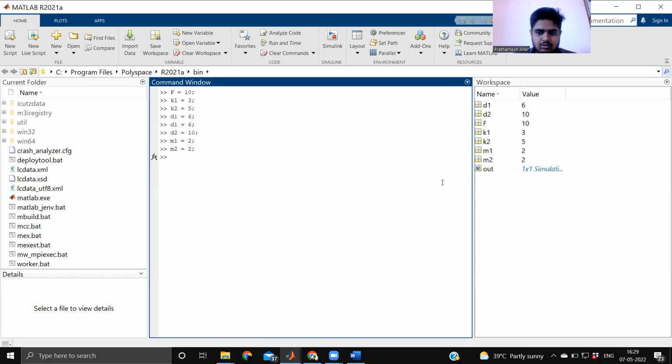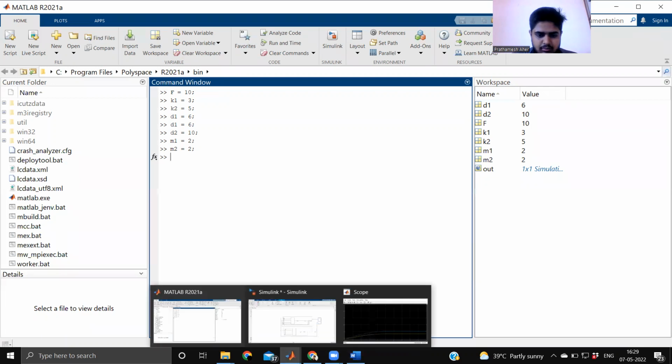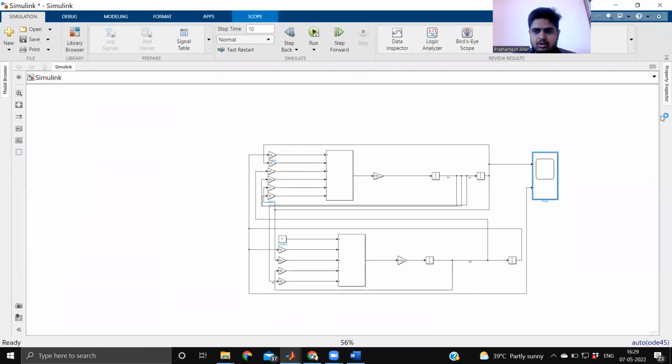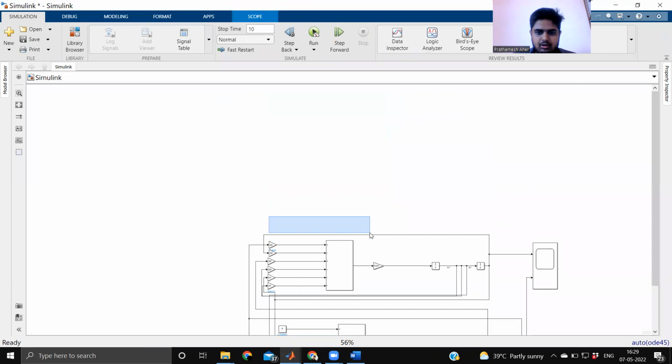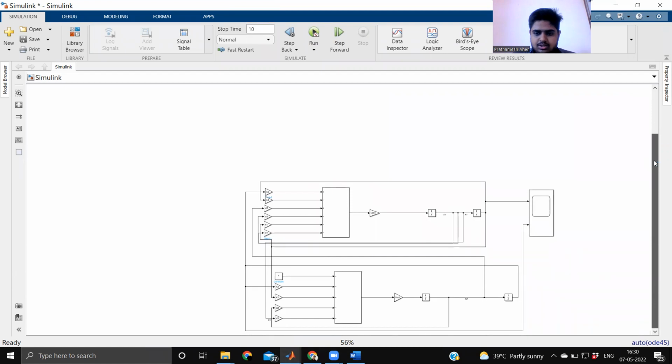Next, the MATLAB values and the blocks. It is a block diagram we use in Simulink. This block diagram is used for this equation and example.